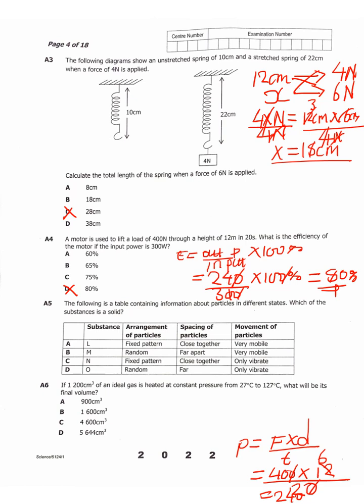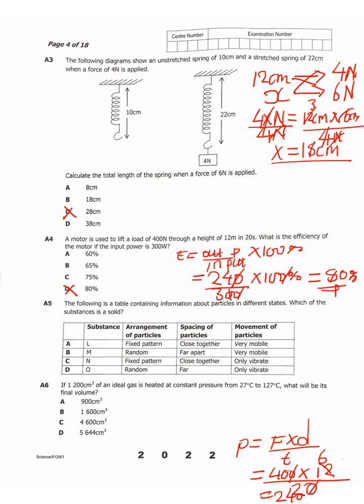Now question 5. The following is a table containing information about particles in different states. Which of the following substances is a solid? For the first one, L: fixed pattern, yes. Close together, yes. Very mobile, no. So A cannot be the answer because the particles in a solid are not very mobile, they are fixed.